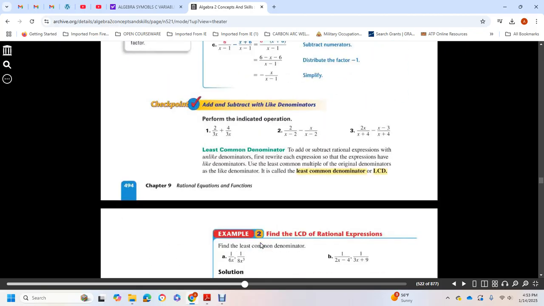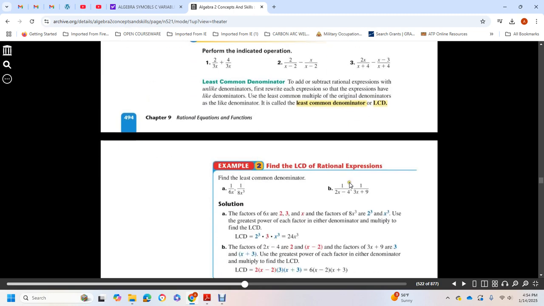Least common denominator. To add or subtract rational expressions with unlike denominators, first rewrite each expression so they have like denominators, using the least common multiple of the original denominators as the common denominator. Then add or subtract the numerators over the least common denominator.